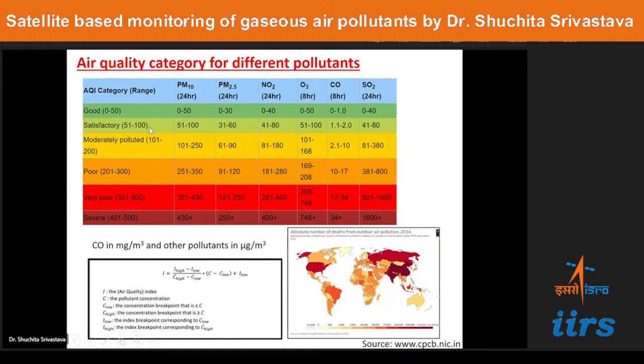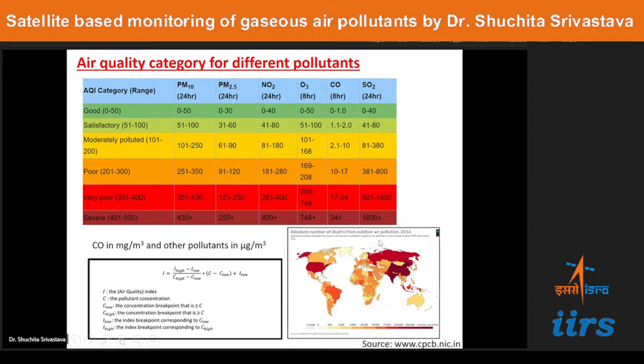Sorry for the disturbance. So suppose for NO2 the air quality is satisfactory. For ozone it is moderately polluted. For CO it is poor, and for SO2 it is very poor. And suppose PM2.5 shows severe. Then severe will be the worst air quality, right? So the worst air quality will be considered as the final air quality over that location. Though NO2 may be showing satisfactory, air quality over Delhi will be considered in the category of severe, and accordingly the health implication should be considered.